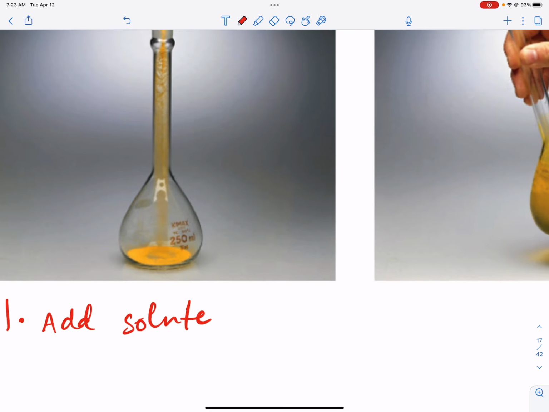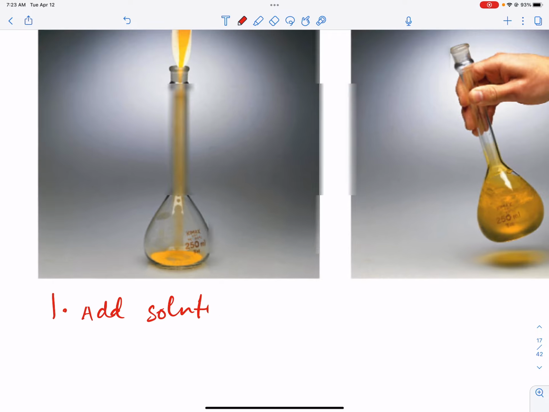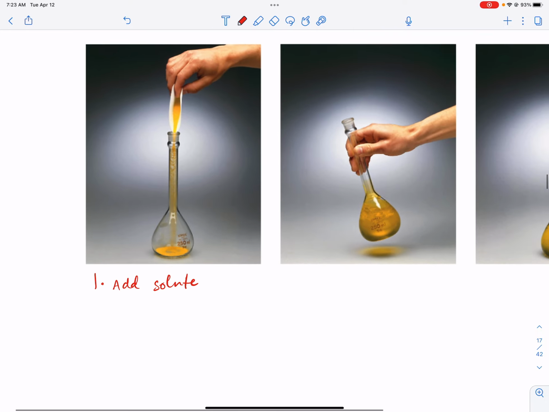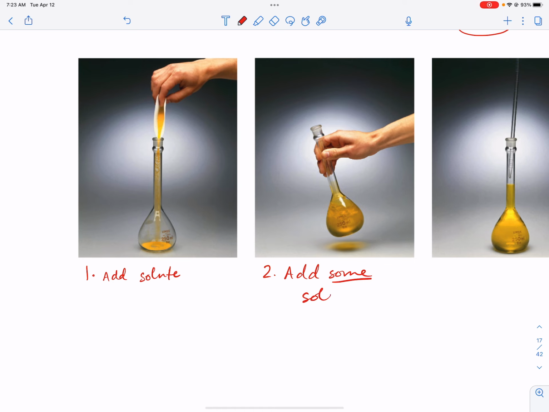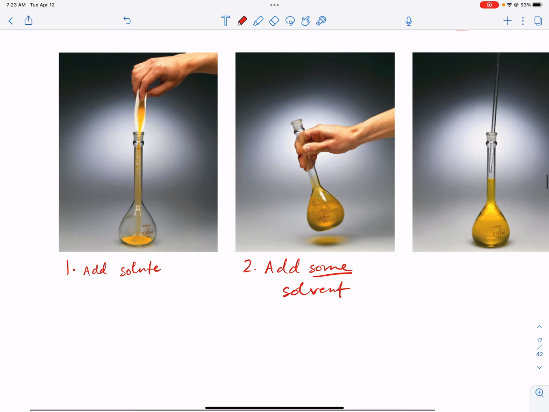You can see that this is a 250 milliliter volumetric flask, so it'll hold 250 milliliters of liquid. The next step after you add your solute, step 2, is to add some solvent. We don't add all of our solvent.